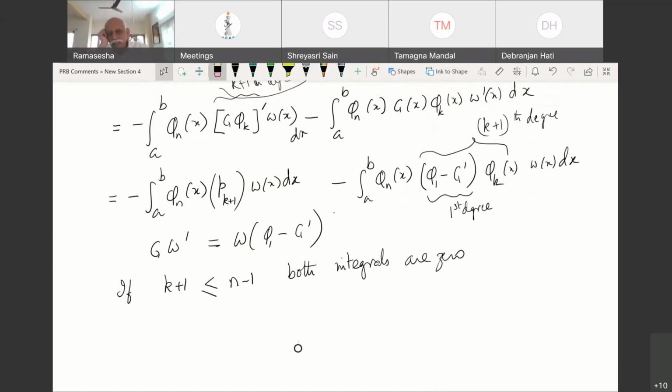Because g phi k prime is some function with a leading term which is x to the power k plus 2. So you differentiate it once, you get x to the power k plus 1. So it's a polynomial of degree k plus 1. Which means the only non-zero terms on the right hand side are alpha n, alpha n minus 1. Okay? Because this is what I was evaluating.